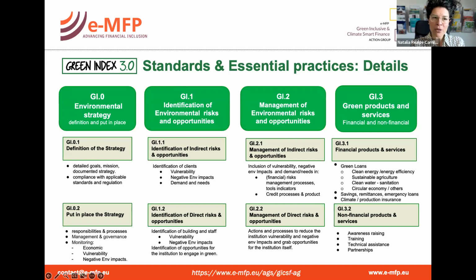And for each of these dimensions, we have 2 essential practices. First, the definition of the strategy and how it is implemented. Then the identification of indirect risk and opportunities, that means of the clients, and the identification of direct risk and opportunities of the institution; the management of indirect risk and opportunities, and the management of those direct risk and opportunities; and then financial products and services and non-financial products and services. And we see here the main indicators that we are evaluating. So far, do you have any questions?